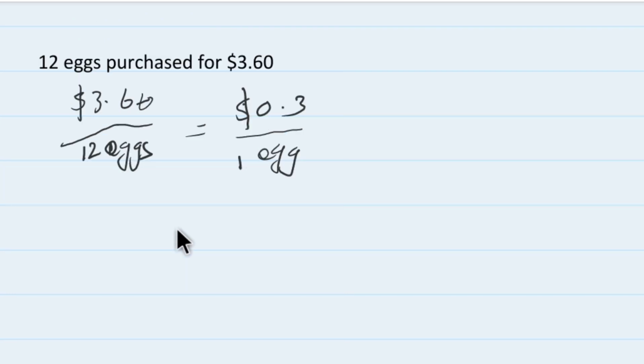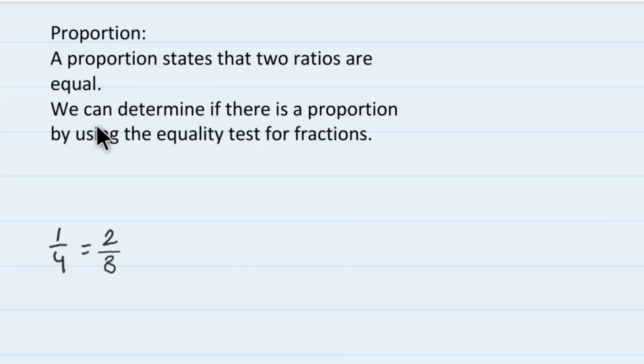It is worth noting that a rate has different units, but a ratio always has the same units. So we do not need to write the units while solving ratios. So what is a proportion? A proportion states that two ratios are equal. If two ratios are equal, then we say that it is a proportion. We can determine if there is a proportion by using the equality test for fractions. So what is the equality test for fractions? Let's learn it.